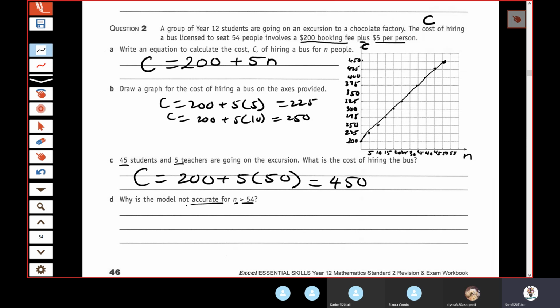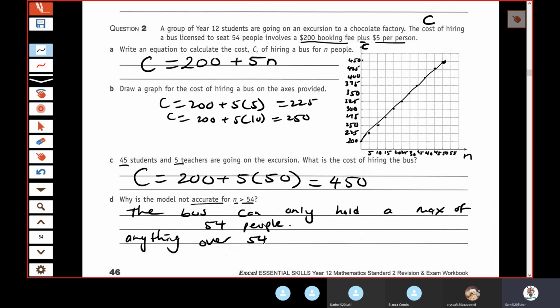Why is the model not accurate? The bus can only hold a maximum of 54 people. Anything over 54 would need more buses. You didn't have to write all of this. I'm just trying to write everything we know: it would need more buses, hence a different model or a different equation.